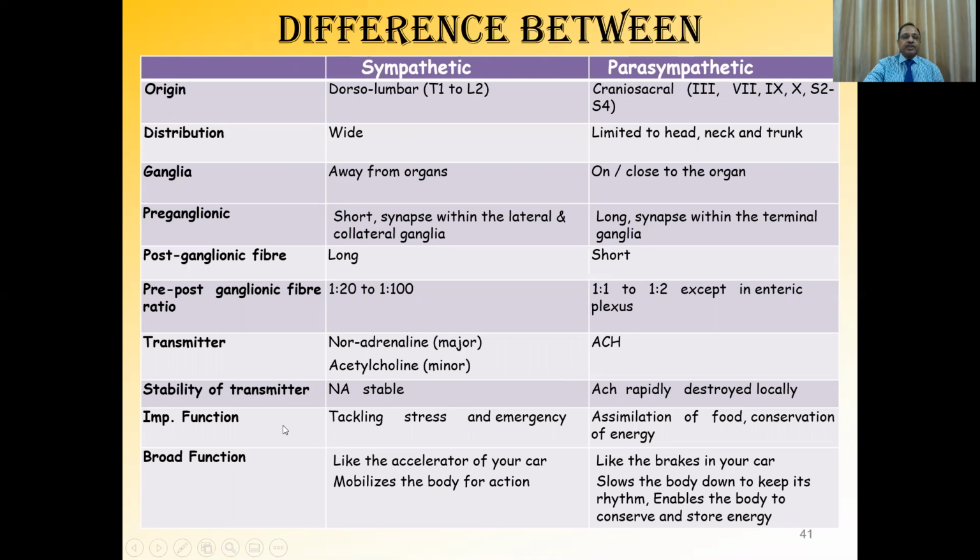The broad function of sympathetic nervous system is to tackle stress and emergency, and it's something like the accelerator of your car, which mobilizes the body for action. Whereas the parasympathetic functions to assimilate food, to conserve energy, and it's like the brake of your car, which slows the body down to keep it rested adequately, to enable the body to conserve and store energy for any future action.